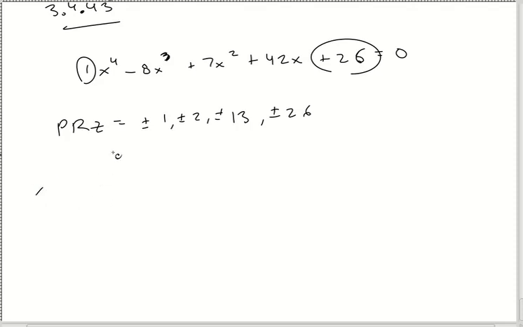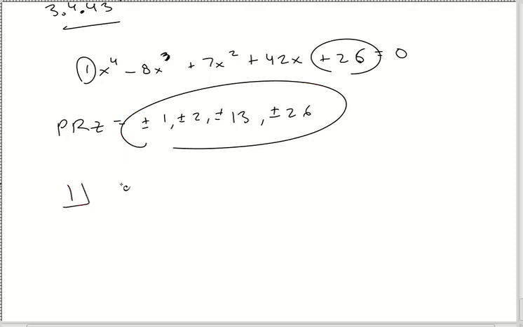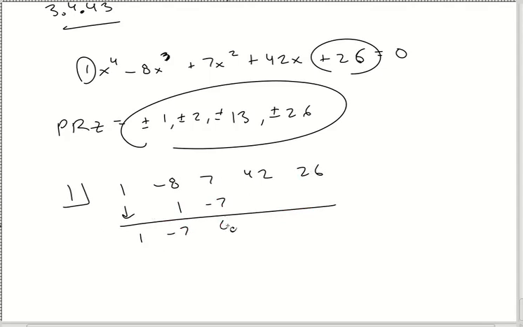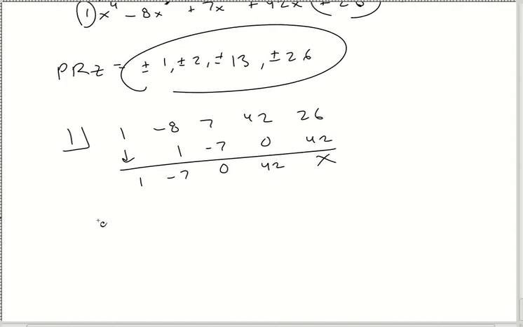What's an easy number that you want to pick from this list right here? What do you want to pick? 1. Good. That's an easy number. I like easy numbers. 1 times 1 is 1. -7 and 7 actually cancel, make a 0. That's kind of funny. And anything times 0 is 0. 42, not a 0. So that didn't work.